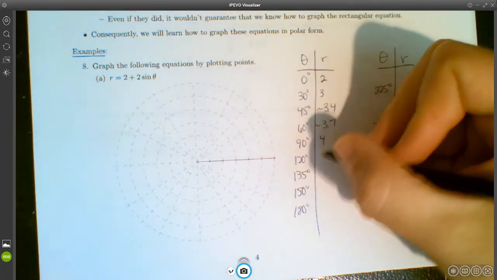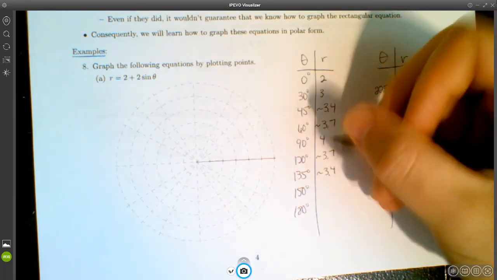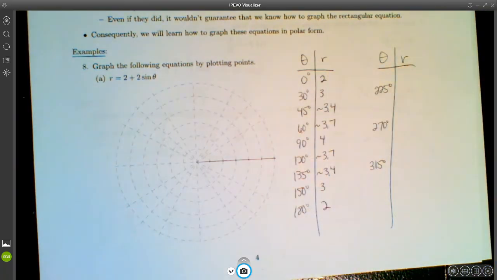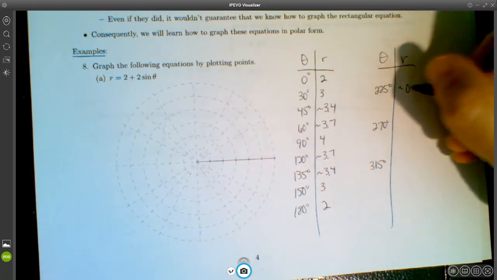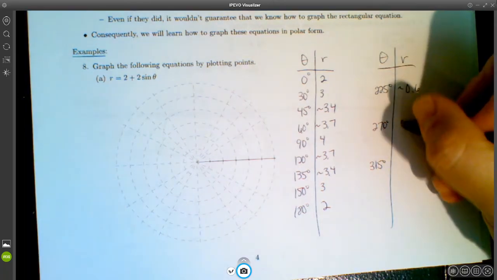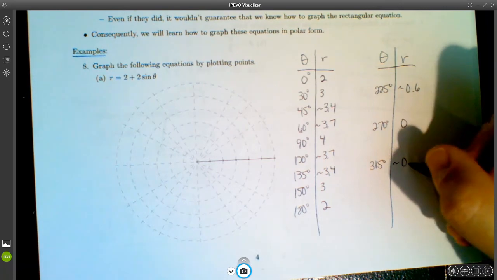And then I should have mirror images, right, for a while. At 150, I should be back down to 3, and then at 180, I should be back at 2. I wonder what's happening at sine of 225. I get 2 minus root 2, that's about 0.6. At 270, I get 0, that's interesting, and at 315, oh, I'm back at about 0.6.